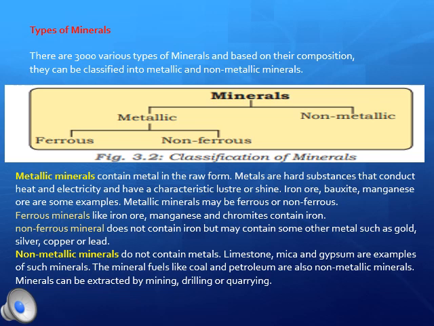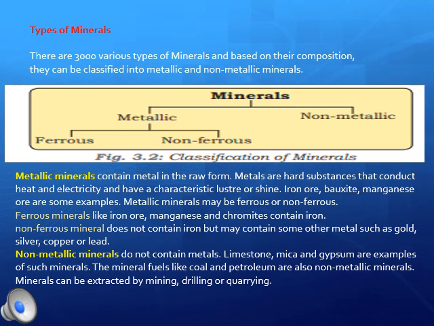Now what are non-ferrous minerals? Non-ferrous minerals do not contain iron in them, but they contain some other metals like gold, silver, copper, lead, etc. These metals are hard substances that conduct heat and electricity and have luster or shine. For example, like iron ore and bauxite. They have luster in them, and many of the wires used for electricity are all non-ferrous.